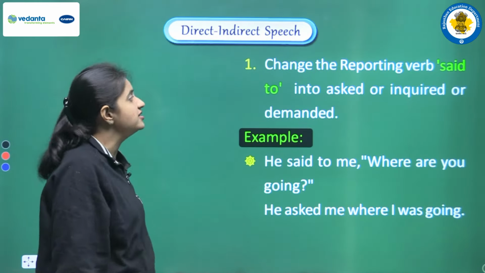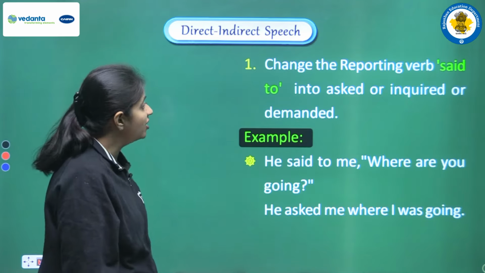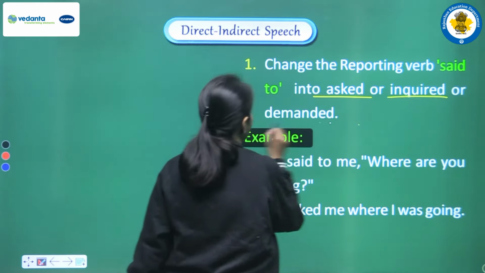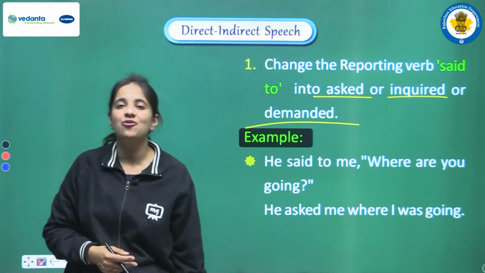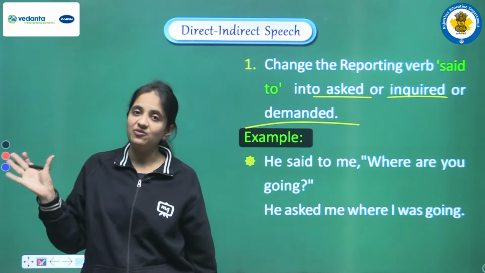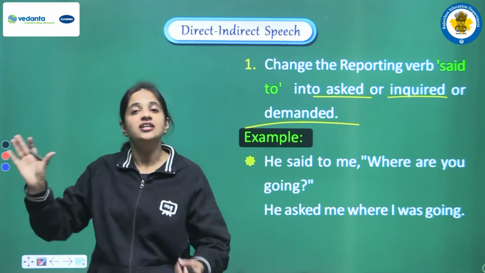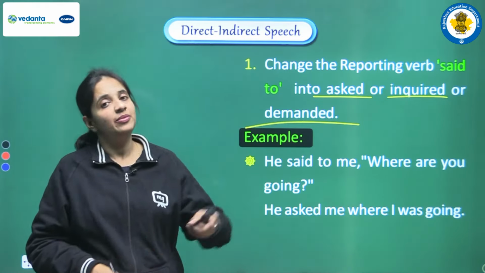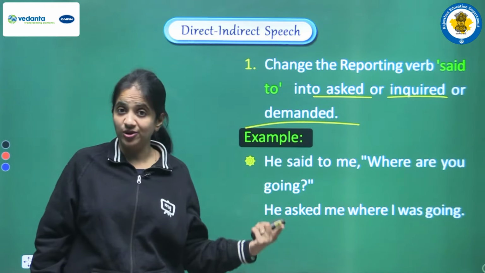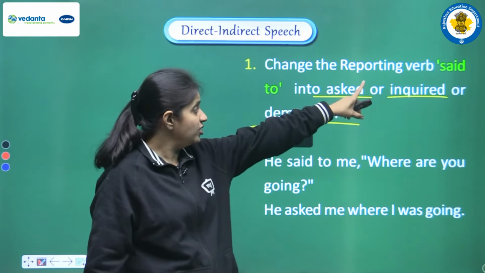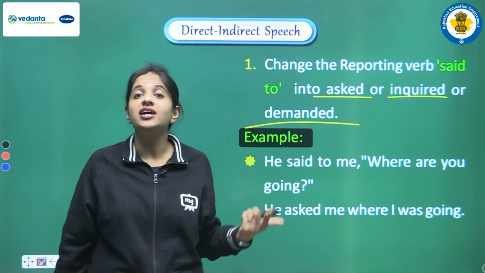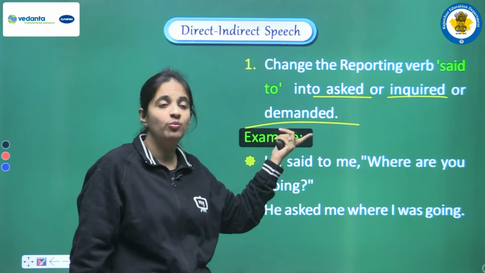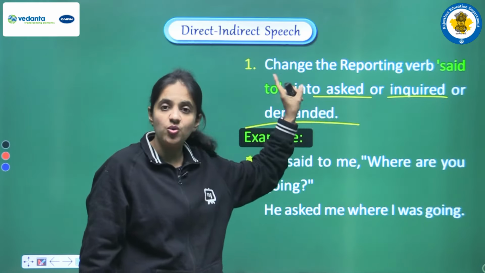The first rule is, change the reporting verb "said to" into "asked", "inquired" or "demanded". Students, we have to recall that when we were converting the "said to" sentence, at that time we were converting "said to" into "told", but now here we have an interrogative sentence, so now we have to convert "said to" into "asked". We can write "inquired" or "demanded" also, but basically we change "said to" into "asked".